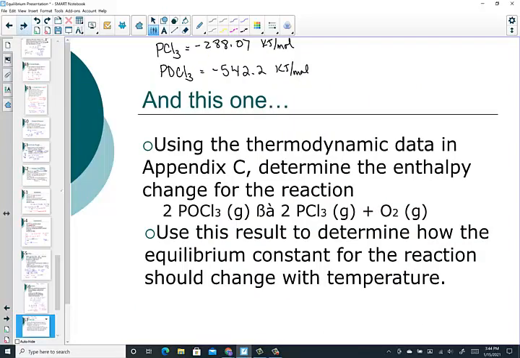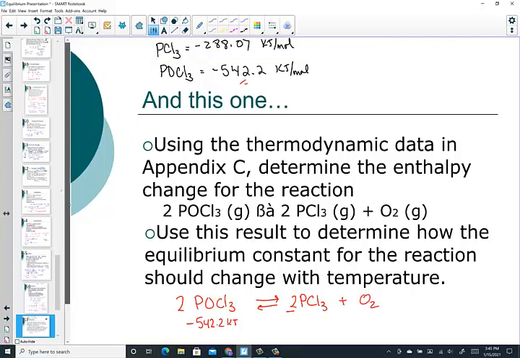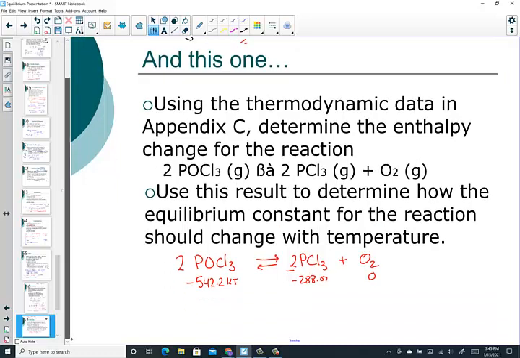And this one, using our thermodynamic data in Appendix C, let's determine the enthalpy of reaction for this equation. I have 2 units of POCl3. And again, I looked up for us already that this is negative 542.2 kilojoules. And it's in dynamic equilibrium with phosphorus trichloride and molecular oxygen. Phosphorus trichloride, I looked up earlier, and it's negative 288.07. And of course, any element in its natural state has a heat of formation assigned as 0.